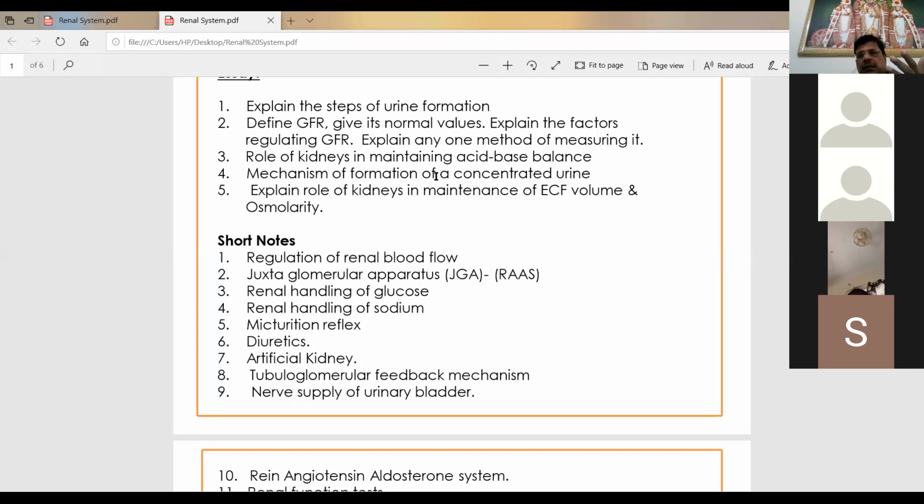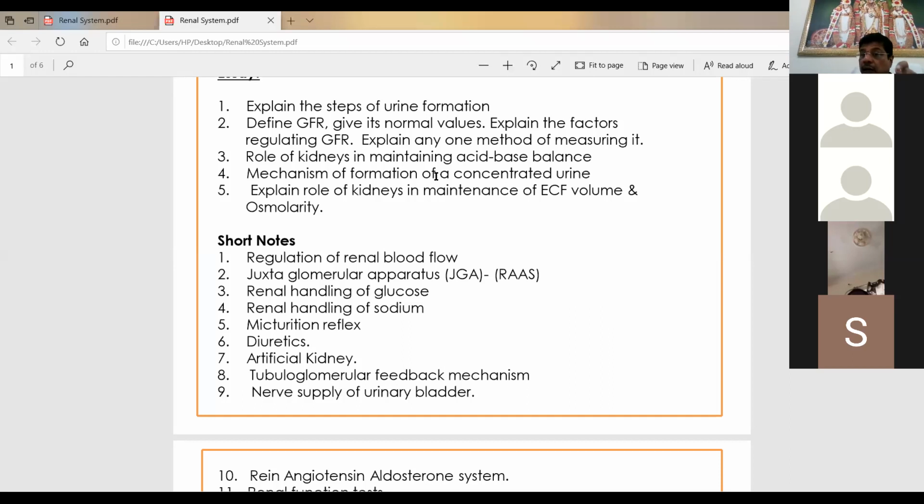And what is a countercurrent system? Where inflow and outflow are parallel to each other, opposite to each other, and close to each other. And the special features in the loop of Henle, which help it to function as a countercurrent multiplier system. Those 7 hypothetical steps. And you should not forget to write about ADH, its mechanism of action.